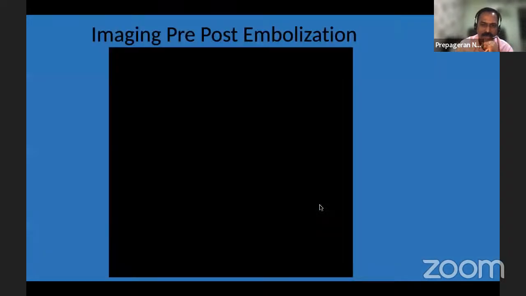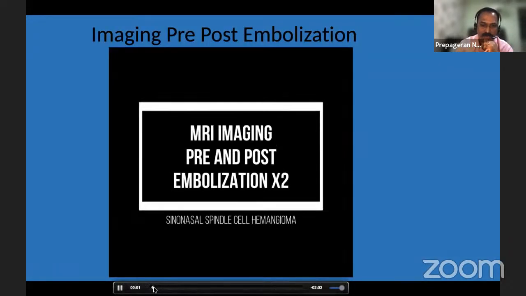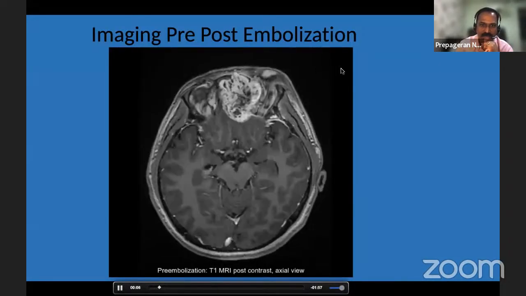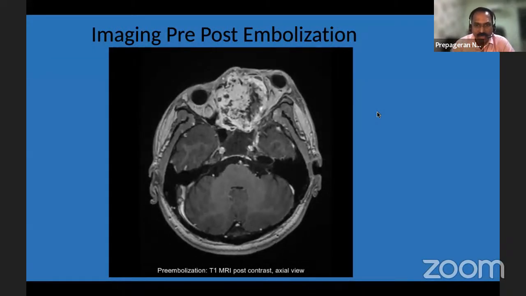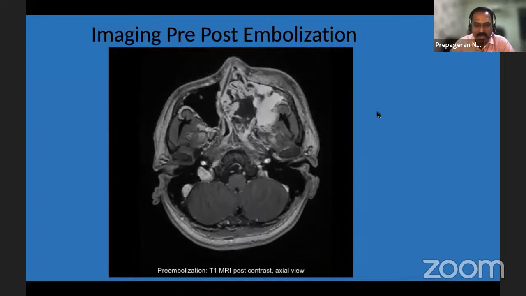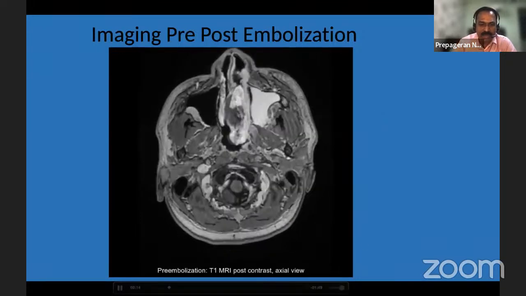So I told the patient, let's get an embolization the day before. So this is the pre-operative embolization. You can see how extensive the spindle cell hemangioma is.